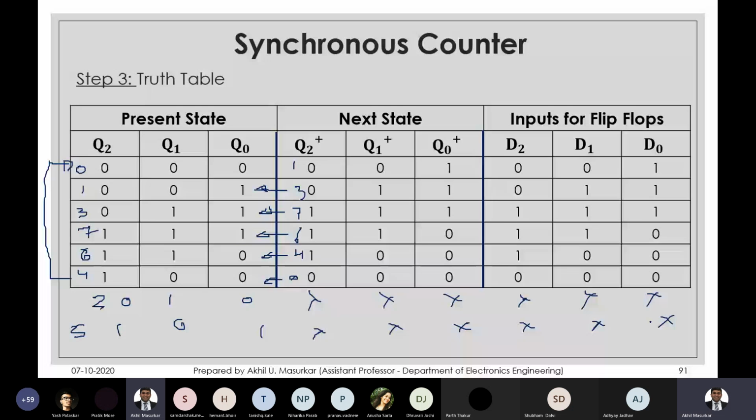Once you have copied this truth table, just say TT done. You don't even have to write this, you can just write step 3.